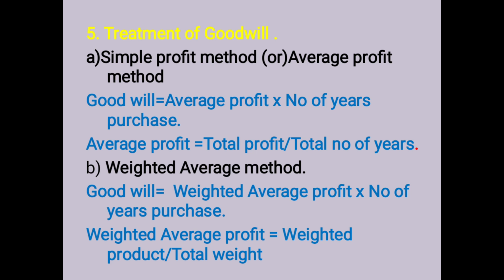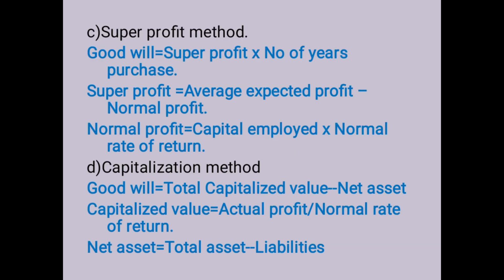So the weighted average profit we have already calculated, times the number of years' purchase. The weighted average profit is equal to weighted product divided by total weight. Total weight means 1, 2, 3, 4, 5 added together.